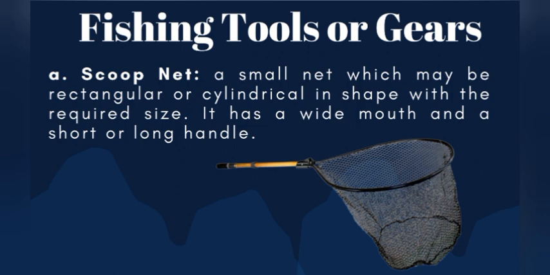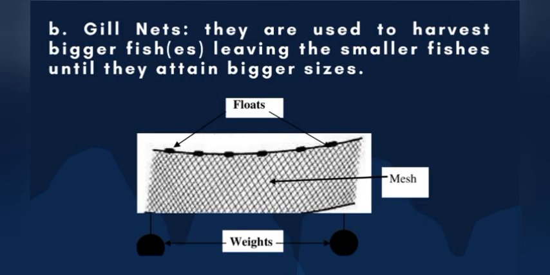Two, we have a gill net. They are used to harvest bigger fishes, leaving the smaller fishes until they attain bigger size. The technique of using a gill net is that the net will trap the gills of the fish, while the smaller fish will pass through the mesh. The mesh refers to the holes within the net of this gill net. The gill net will attach to the gills.